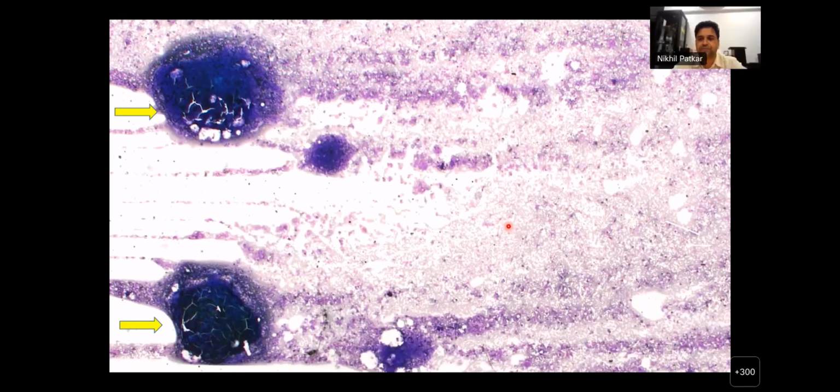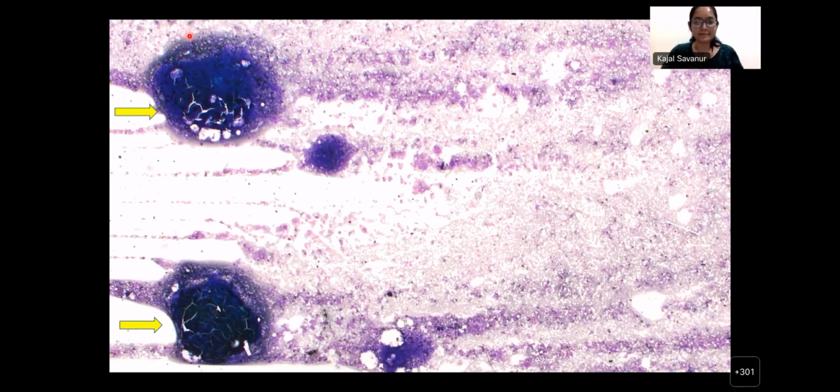Case 5: a 34-year-old female with persistent anemia and thrombocytopenia and recurrent transfusions. So this looks like a bone marrow smear, and we can see some adipocytes and bone marrow fragments on the slide. Looking at the smear, can you comment on the cellularity? Is it high? Is it low? Sir, it looks hypocellular. Okay, so for a 34-year-old, you think this is hypocellular?